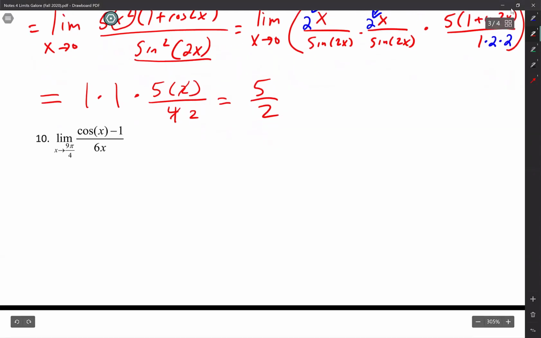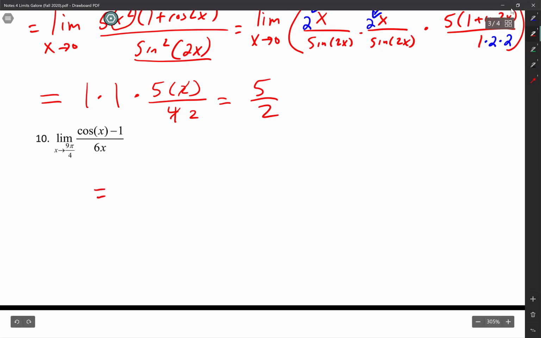This one, can I do direct substitution? What do you guys think? Someone say yes. Yes. Yeah. Let me tell you why we can do direct substitution since I hooked you up with the answer. You don't get a 0 in the denominator, guys. So because you don't get a 0 in the denominator, you can just do direct substitution.